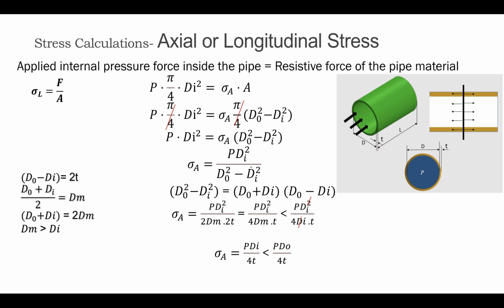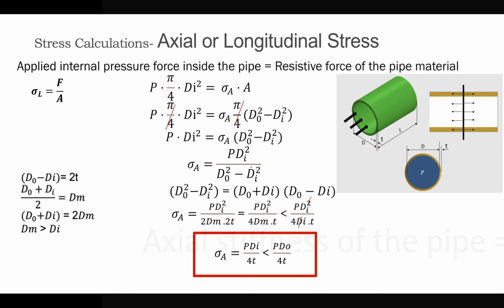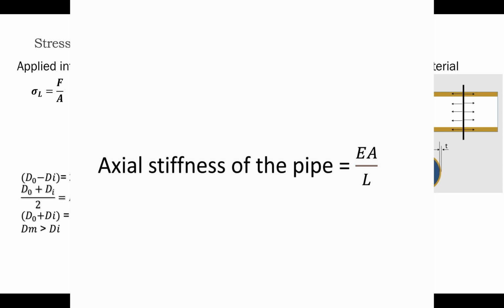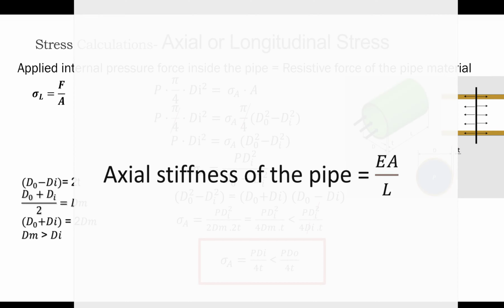But in actual calculation we use the outside diameter of the pipe, which is again greater than the inside diameter and gives us a higher stress value. So that is another conservative approach. It means sigma A is equal to P dO over 4t, where sigma A is the longitudinal stress, P is the internal pressure, D is the outside diameter of the pipe, and t is the thickness of the pipe wall. Sigma A equal to PD over 4t is the formula to calculate the axial stress. The axial stiffness of the pipe is normally calculated through E into A divided by L.